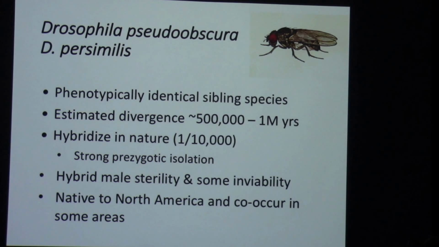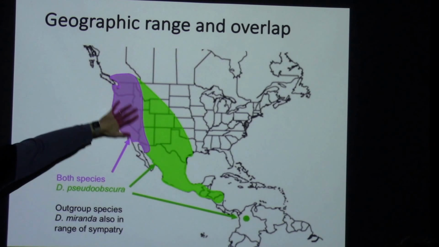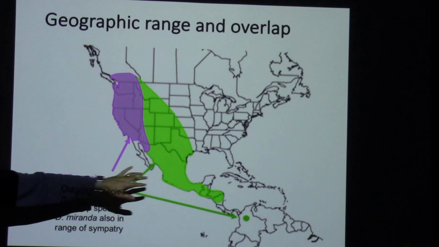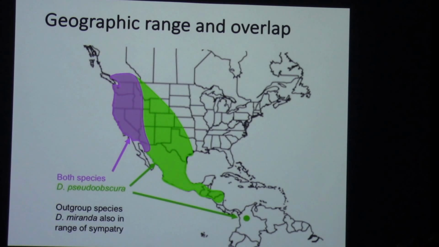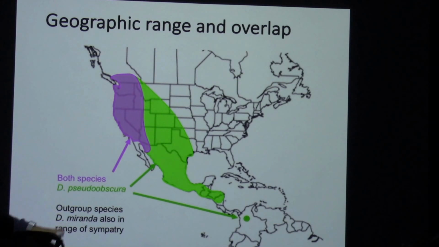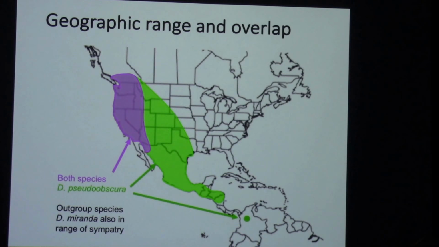So Drosophila pseudoobscura and persimilis, here in purple, overlap in this area. Drosophila pseudoobscura by itself extends its range quite a bit further east, quite a bit further south. And there's an isolated population of Drosophila pseudoobscura, another subspecies, sometimes called pseudoobscura bogotana, found in Colombia. There's an outgroup species I'll refer to, which all of you may be familiar with from Doris's work, because she's worked on it most extensively, probably of anybody: Drosophila miranda. It's found largely in the same area as well.